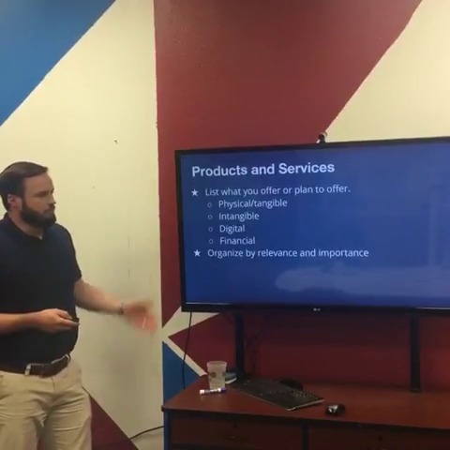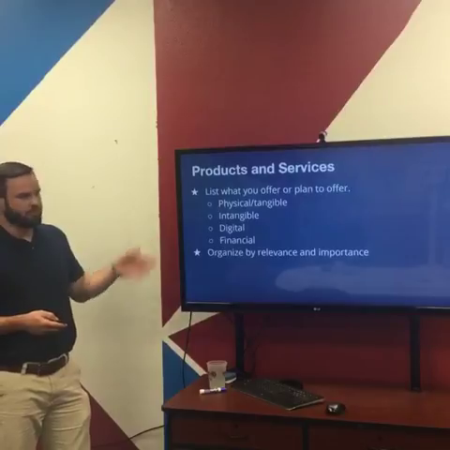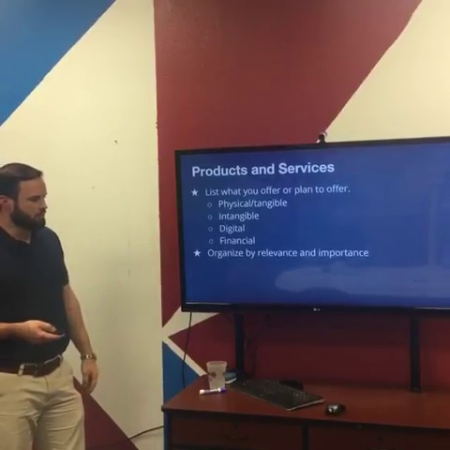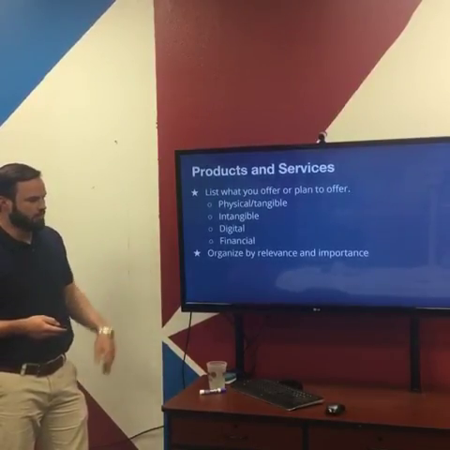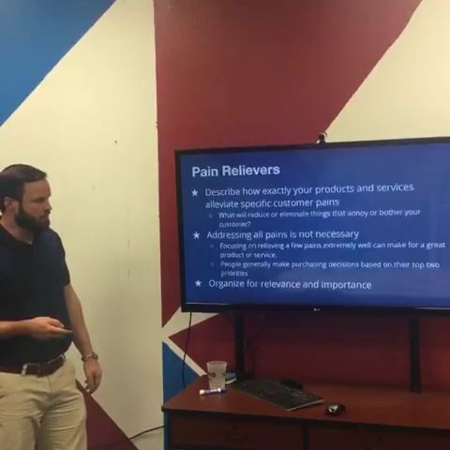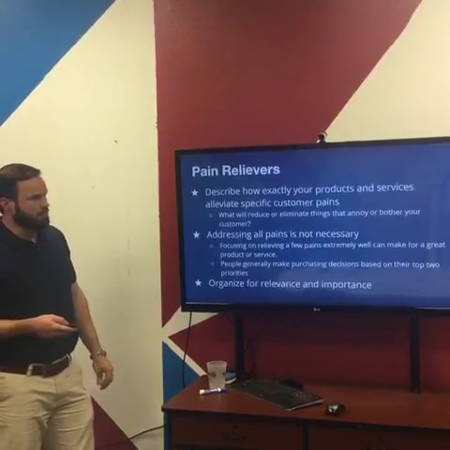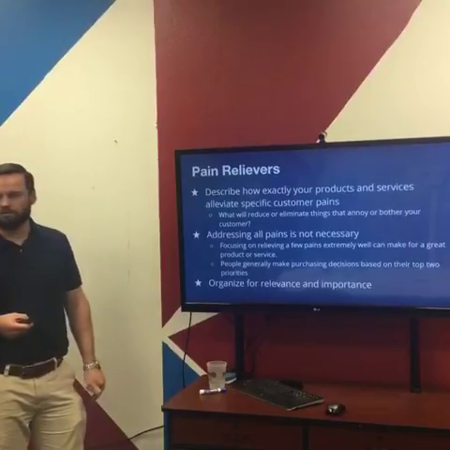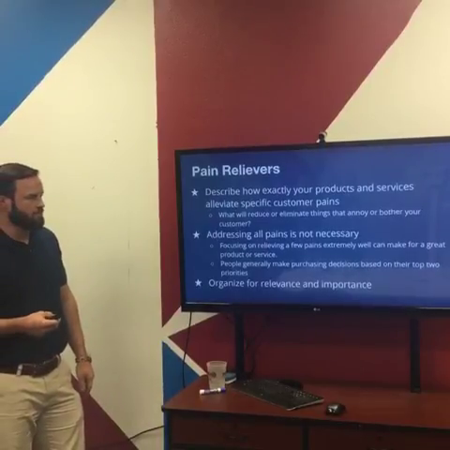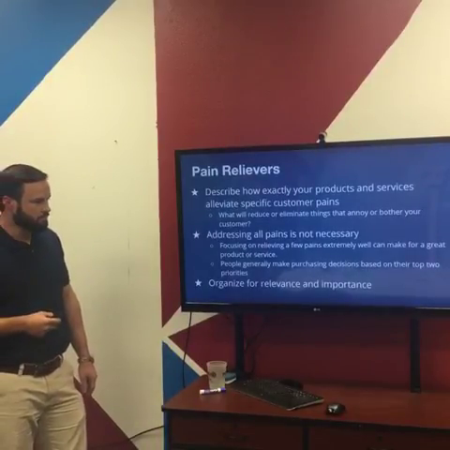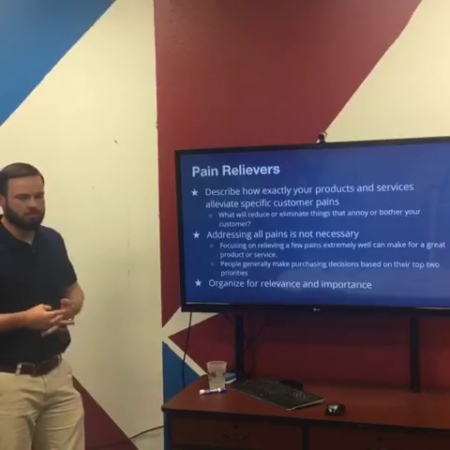So for the products and services, list what you offer in terms of physical, tangible products, intangible, digital, and financial products. Again, in order organized by relevance and importance. Pain relievers, this is where you describe exactly how your product or service is going to alleviate specific customer pains. What will reduce or eliminate things that annoy or bother the customer.